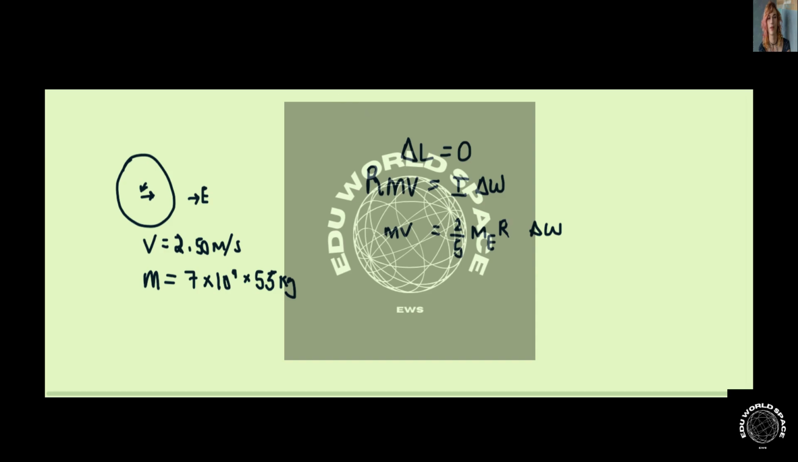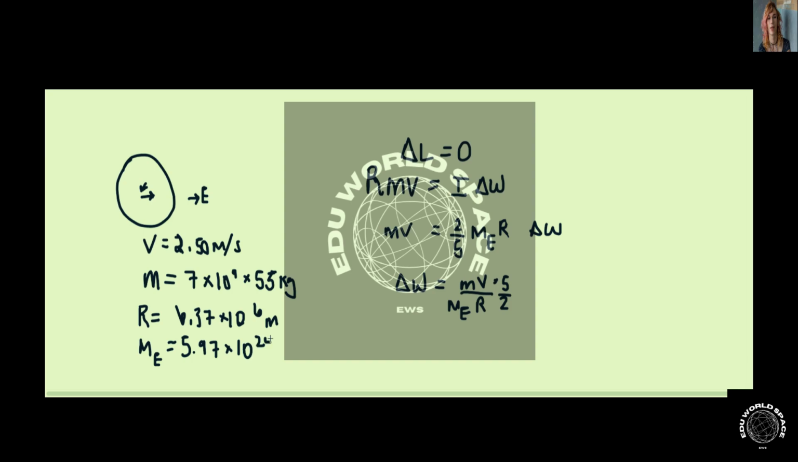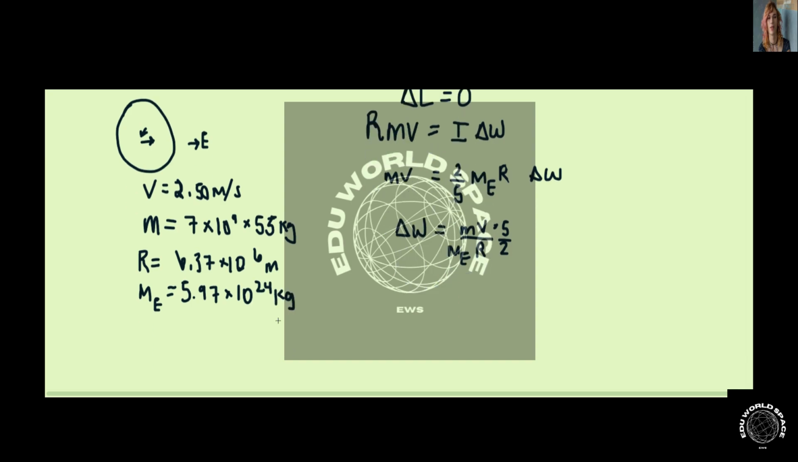And so we get delta omega is equal to m v times 5/2 divided by M_E times R. And then the radius of the Earth is 6.37 times 10 to the 6th. It's the newest member of my long-term memory. Meters, and the mass of the Earth is 5.97 times 10 to the 24 kilograms. You can remember it because it's 24 hours in a day.